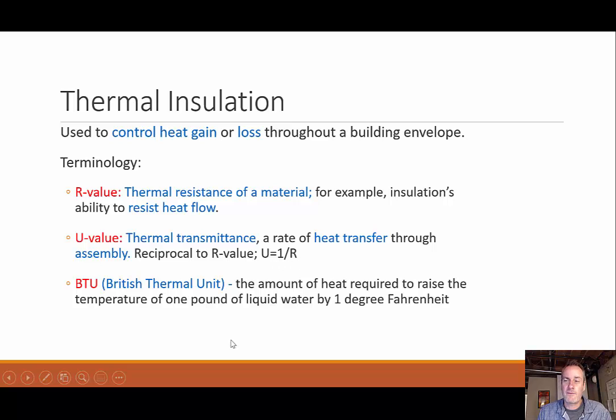BTUs, British thermal units, that's the way we measure the amount of heat flow. Technically what it is, it's the amount of heat required to raise the temperature of 1 pound of liquid water by 1 degree Fahrenheit. But in essence, the way we use it is a measure of the amount of heat flowing as a rate of time.